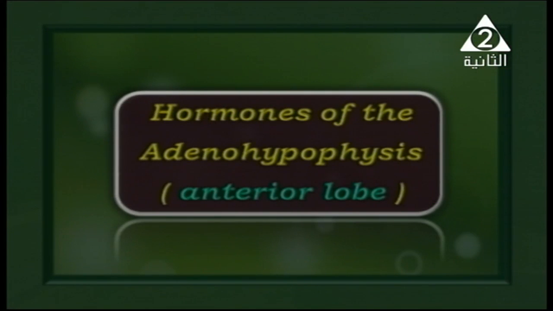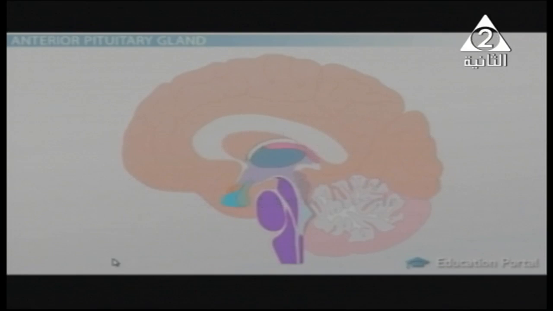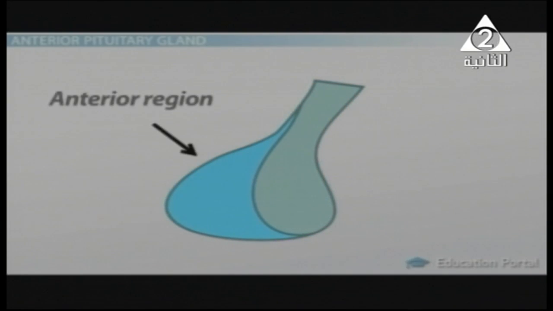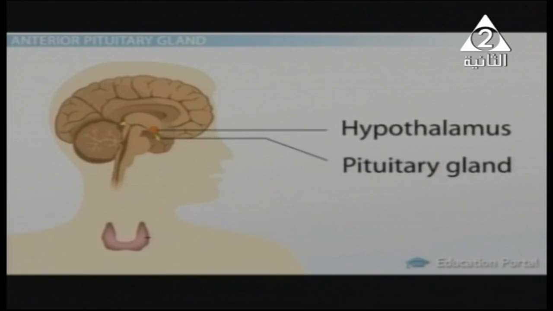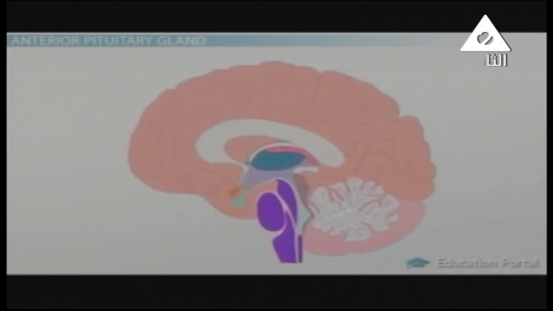Hormones of the adenohypophysis, or the anterior lobe of the master or pituitary gland. The master gland, as we said in the last episode, or pituitary gland, consists of two main parts, adenohypophysis and neurohypophysis. And today we're going to study the hormones of the anterior lobe, or adenohypophysis. We're going to start with the growth hormone.